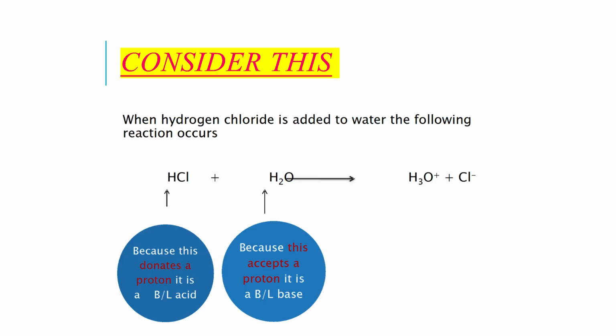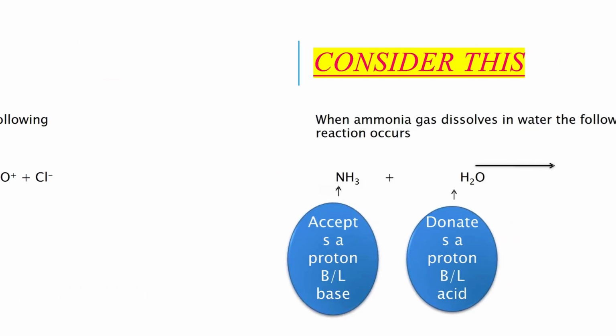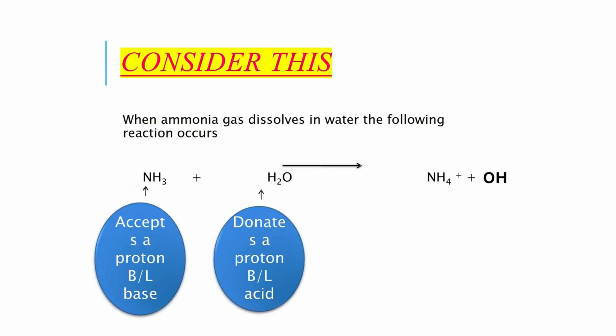Now let's look at another common example. When ammonia gas dissolves in water, the following reaction occurs. NH3 plus H2O yields NH4+ and OH-. In this case, ammonia accepts a proton, making it the Bronsted-Lowry base. Water, on the other hand, donates a proton, making it the Bronsted-Lowry acid.